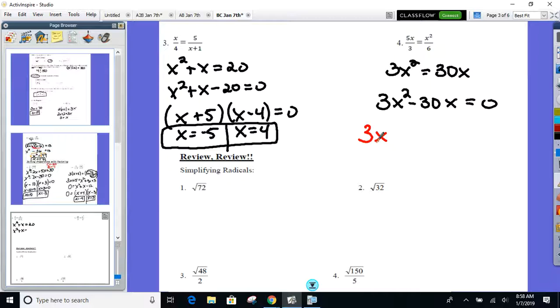This method, the 3x you just took out, is known as the GCF method. No? What they have in common? I know we're going back a while. All right, but that's called the GCF method. Take out what's in common.